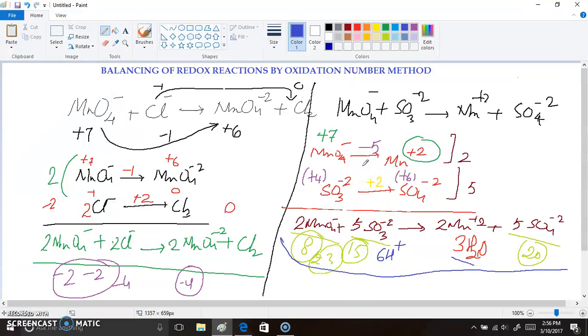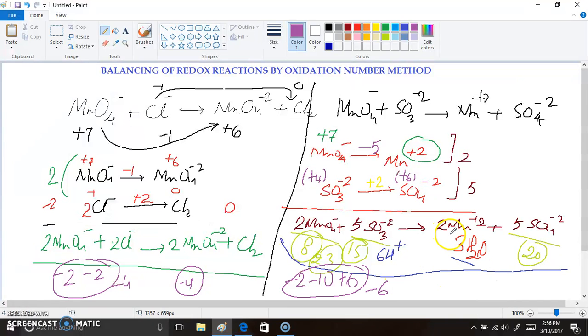It's very clearly balanced. I will show you by checking with the charges. 2 MnO4 minus, the total charge is -2. 5 SO3 2-, the total charge is -10. And this is 6H+, so +6. -2, -10 is -12, plus 6, so the overall charge is -6. This is the reactant side.